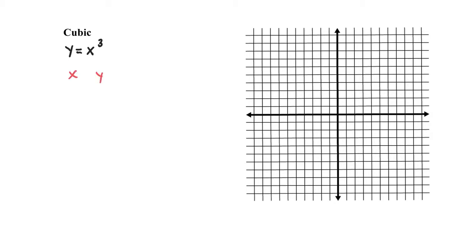If you were to put this basic function in your calculator, the points that would fit on the graph nicely are (-2, -8), (-1, -1), (0, 0), (1, 1), and (2, 8). So what does that look like? It looks like this.